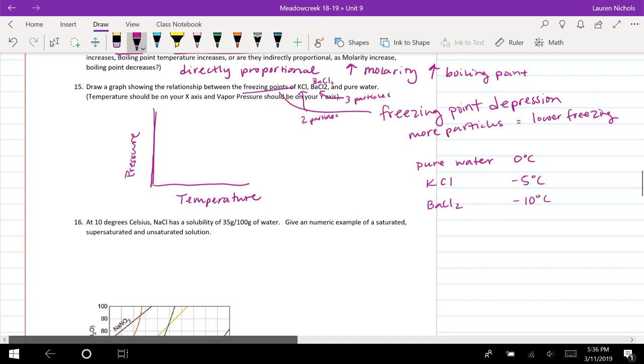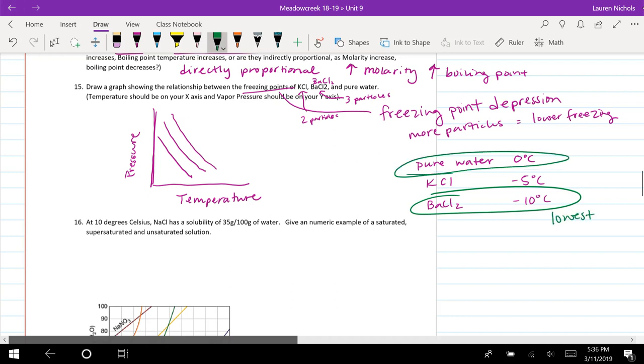And so what that means is with freezing point, your graphs are going to look kind of like this. If zero is here, it kind of looks like this, freezing point, and then KCl, and barium chloride is the third one. So barium chloride is going to have the lowest freezing point. Pure water is going to be the highest, because zero is higher than a negative number. So the key thing to remember with temperature being on the x-axis is that high is over here and low is over here. You're going to think highest, lowest, and think up and down, but you need to think more like side to side.